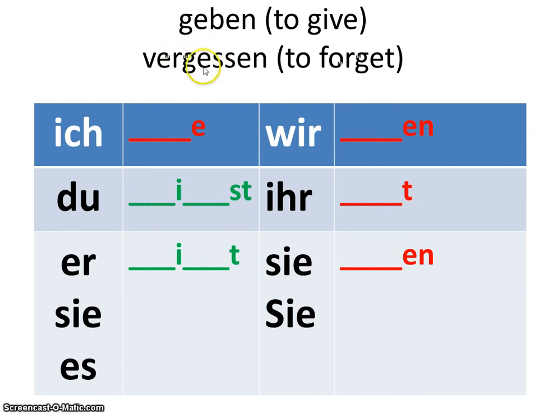Vergessen is the same, where the e becomes the i in the stem vowel change. Vergessen, to forget. Ich vergesse, du vergisst. And watch out on this one, because this has a double s. We don't want to have a triple s here. It's v-e-r-g-i-s-s-t. And the same for sie es vergisst. Wir vergessen, ihr vergesst, sie vergessen.